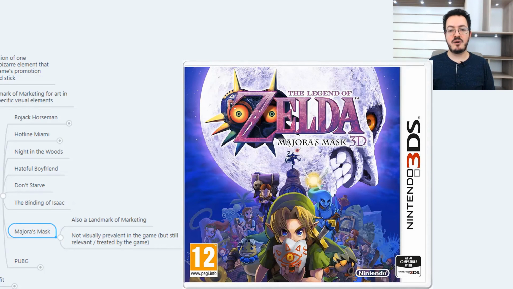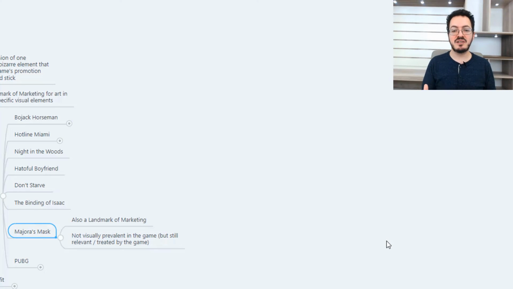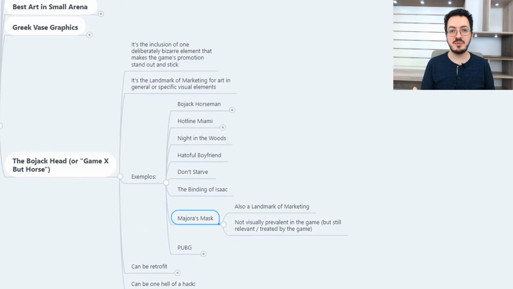Majora's Mask, the moon with that weird face going on, is also a landmark of marketing, but it's also like a character, right? It's part of what is happening to the world in that game. And even if it's not visually prevalent in the game, you are not looking at that moon with that face all the time. Most of the time, you're just seeing Link running on grassy fields like you would expect from any Legend of Zelda games. But the moon is still there, and it's still relevant for the game. It's still treated as an important subject for the game.